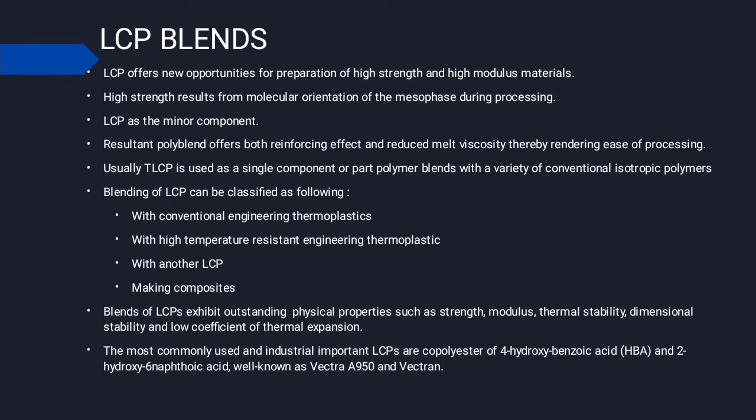Usually TLCP, or thermotropic LCPs, is used as a single component or as part of a polymer blend with a variety of components in the isotropic polymers. Blending of LCP can be classified into four types: with conventional engineering thermoplastics, with high temperature resistant engineering thermoplastics, with another LCPs making composites. So blends of LCPs exhibit outstanding physical properties such as strength, modulus, thermal stability, dimensional stability, and low coefficient of thermal expansion. We discussed that in the previous class.